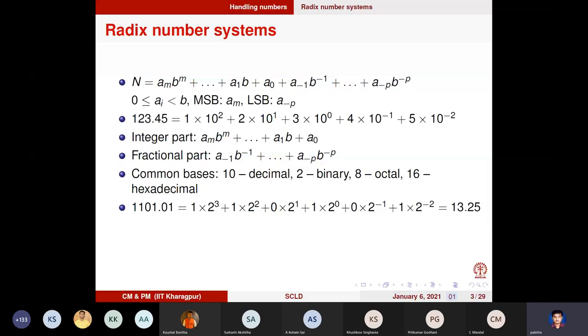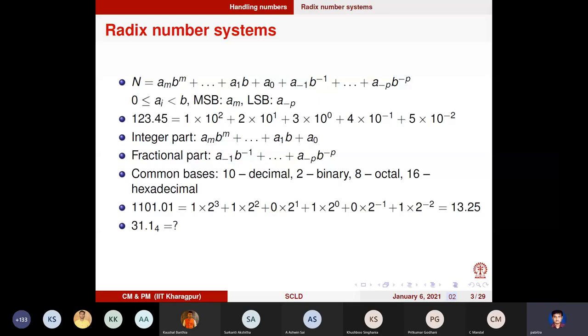So we already studied the positional number system, which is based on radix. You can have a base B, and you represent every number by a set of digits starting from the MSB to the LSB, a_{m-1} up to a_{-p}, with the corresponding weights b to the power m up to b to the power minus p. And we studied simple operations on this representation in the form of addition, and we built a circuit for that.